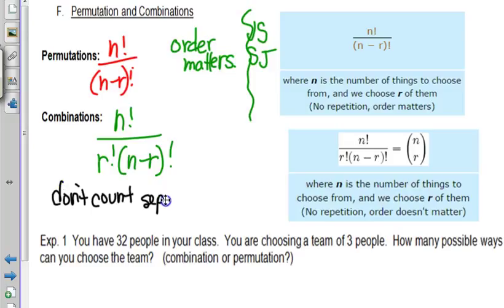I can't spell separate. E-R-A-T-E? A-R-A-T-E? Doesn't count things as separate events.